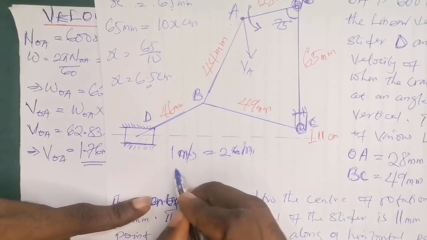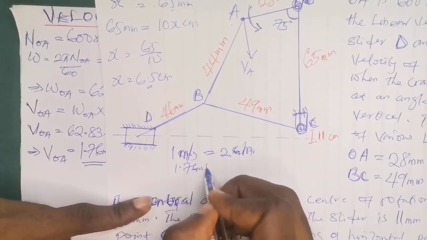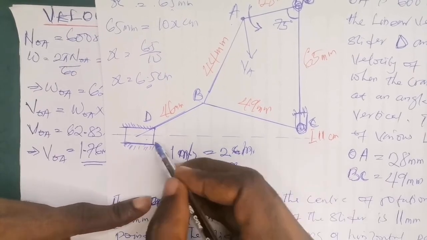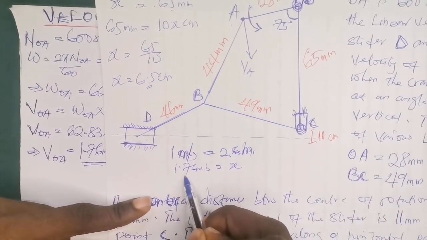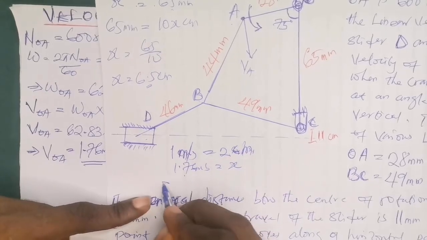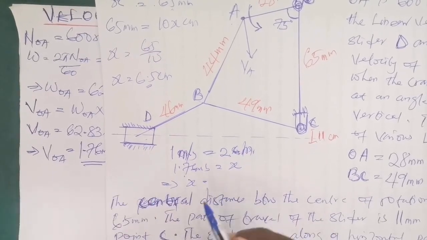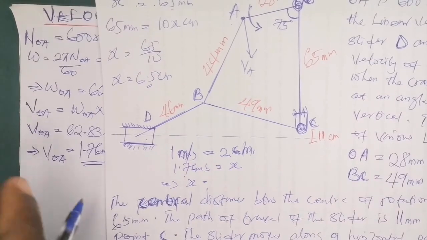Therefore, what will 1.76 meters per second be? That's x. If you cross multiply, you have 1.76 multiplied by 2. So x is going to be equal to 1.76 times 2.